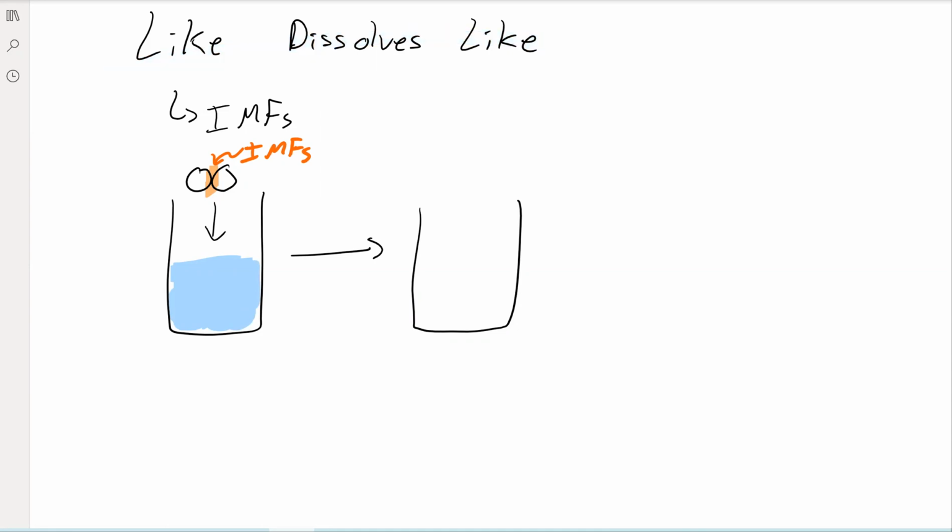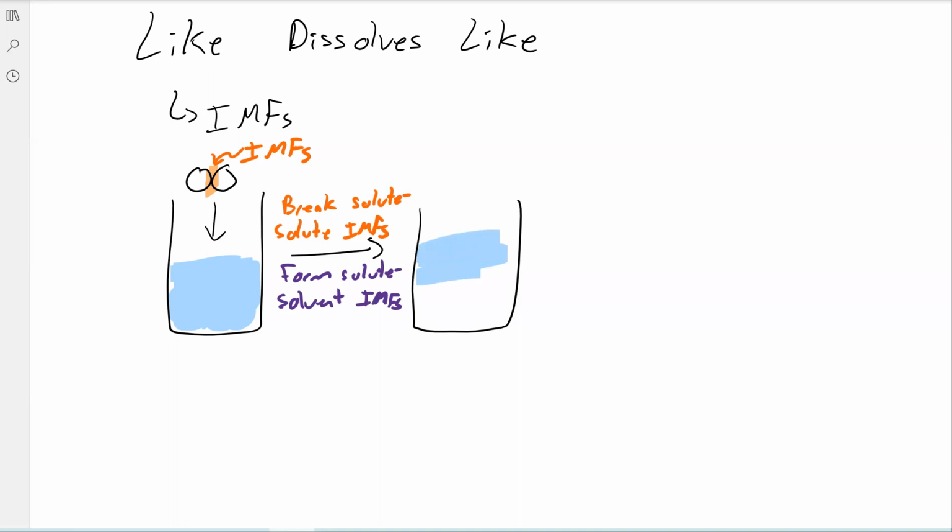So for example, in order for this to dissolve, we have to break the solute intermolecular forces, right? We have to break the forces that are keeping these two little particles of solute together. And the way that we can break them is that we can form new intermolecular forces. So we can form solute-solvent intermolecular forces. And if those intermolecular forces are similar, they'll be strong enough to break them.